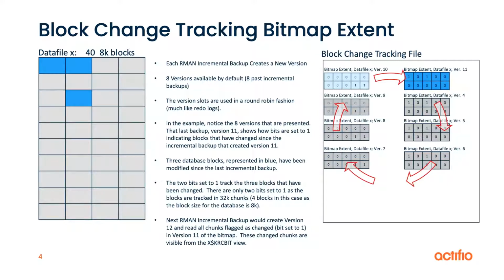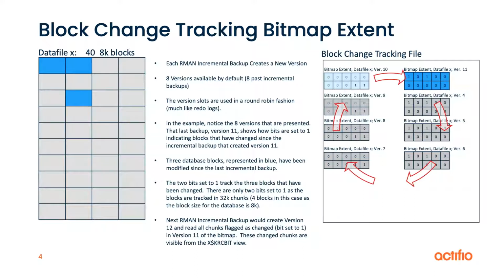That data file in the block change tracking file is going to have 8 bitmap extents, where it will maintain those 8 versions that we talked about. Now, every time an RMAN backup occurs, a new version is created. So let's dig in a little bit and just see what's taking place here. On the screen, think of this, if I can equate it to redo logs for a moment. There are 8 extents out there that are used in a circular fashion, almost like your redo logs, right? The redo logs are used in a round robin type fashion.